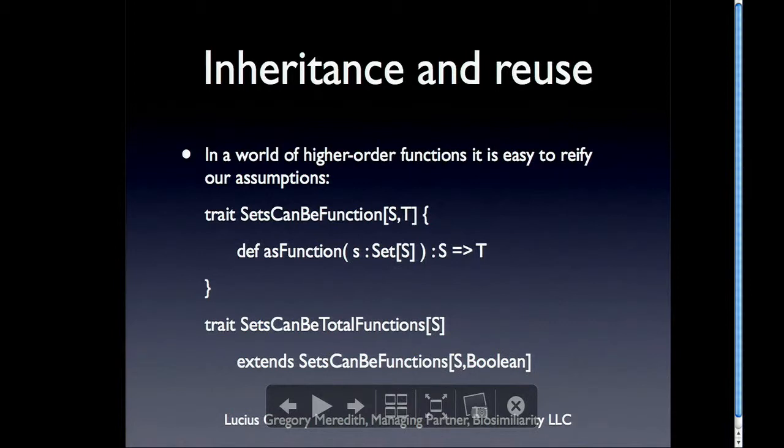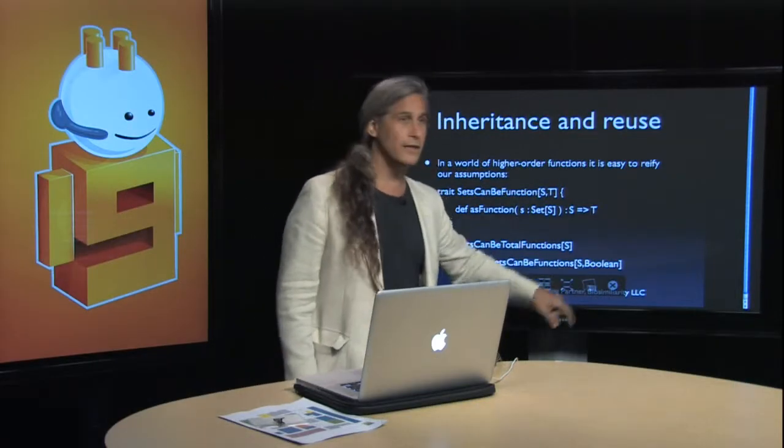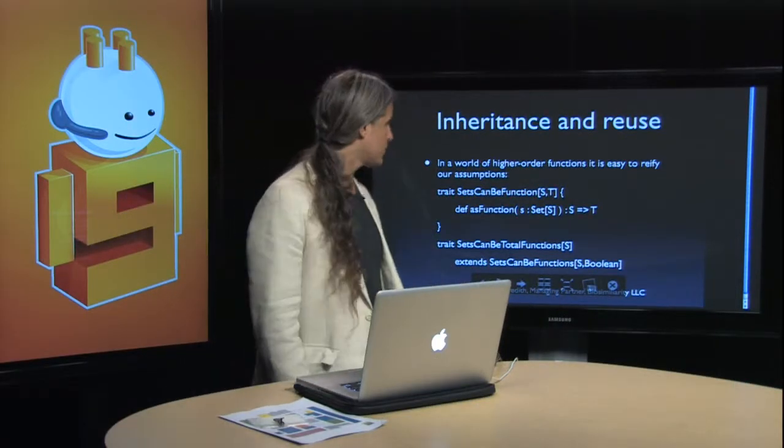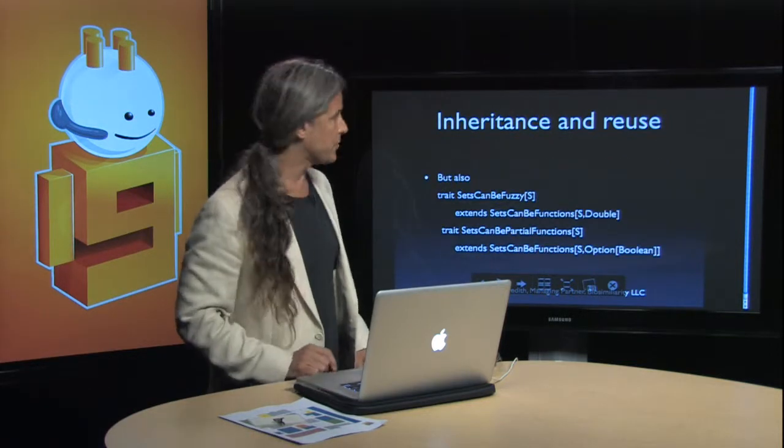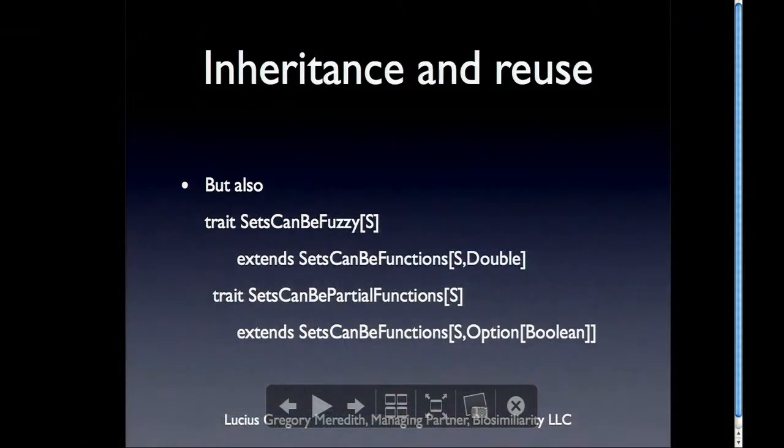It could be bool, so I could say sets can be total functions. So that would extend this trait, and it would take the type S, and Boolean is the target. Okay, so now we've recovered this idea of sets as functions. But notice how general this is. We can also say sets can be fuzzy, right? So now we extend sets can be functions with S and double. Really what we want is the unit interval here, but I didn't have a ready-made type for that, and I just wanted to get the idea across.